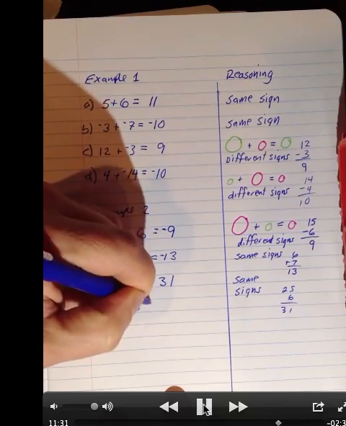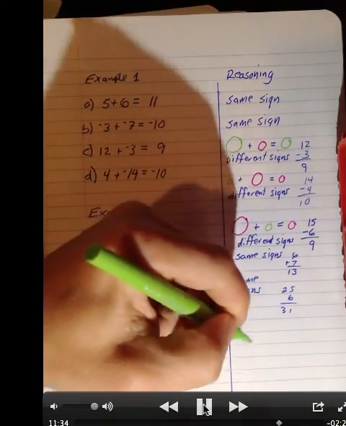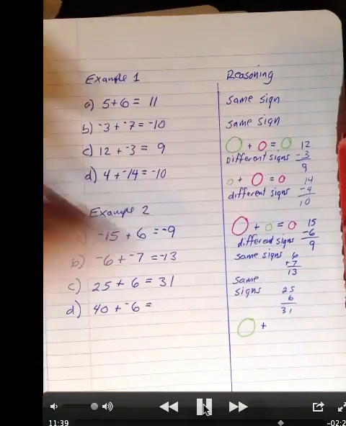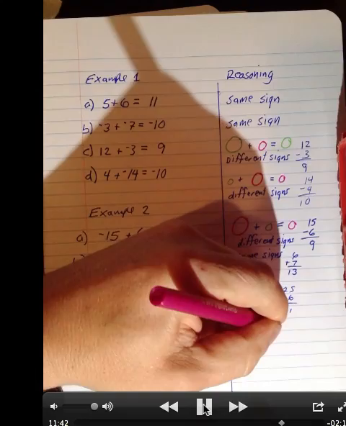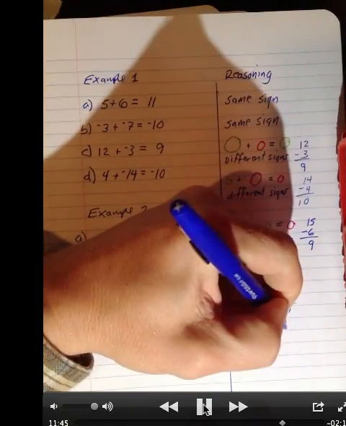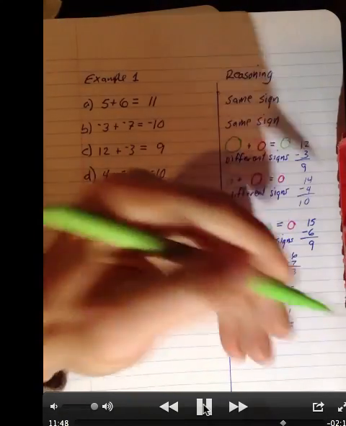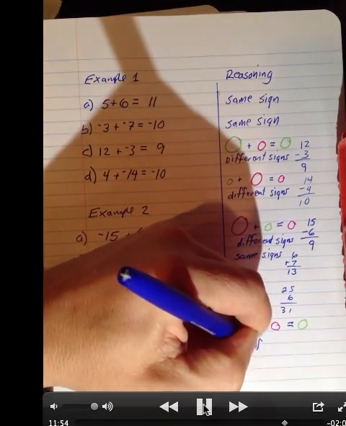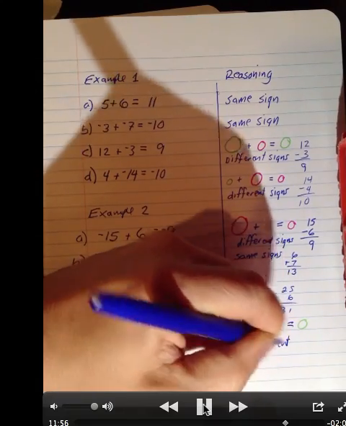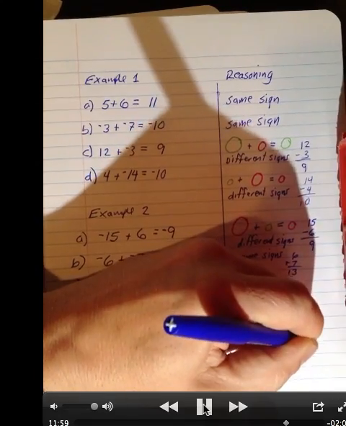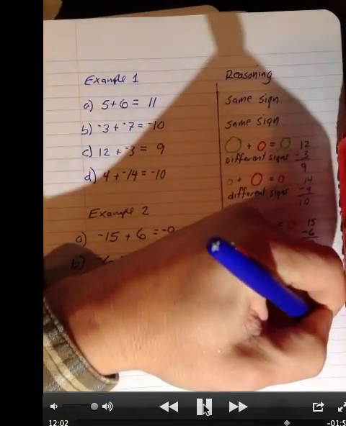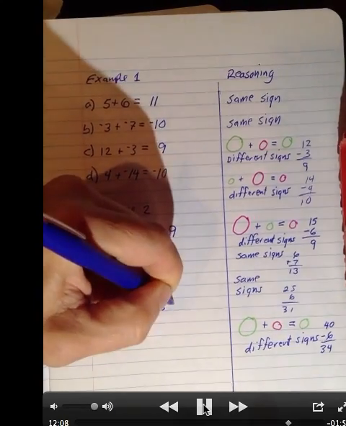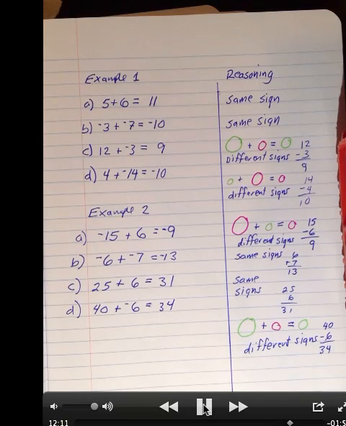Example 2d is 40 plus a negative 6. They have different signs, so we'll draw a quick picture. And the positive circle is bigger than the negative circle because 40 is greater than 6. So we find the difference, and the answer is going to be positive. 40 minus 6 is 34. The answer is going to be positive, so it's positive 34.